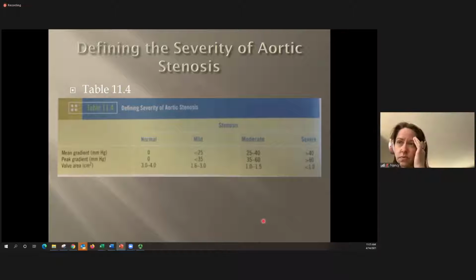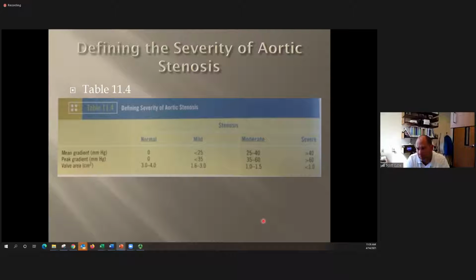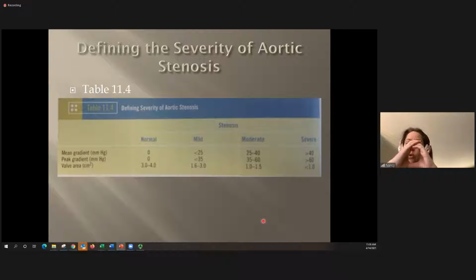Nancy, another comment? So we use the continuity equation. If we're doing it at the LVOT level, that is the blood flow amount exiting. Yes, stroke volume. If we do it at the valve level, that's the actual opening size of the AV. Yes.